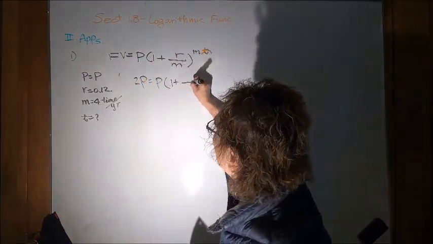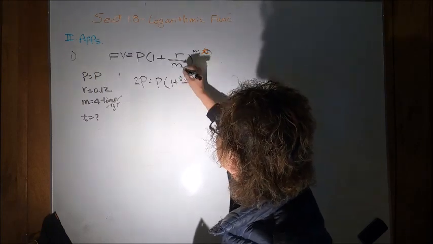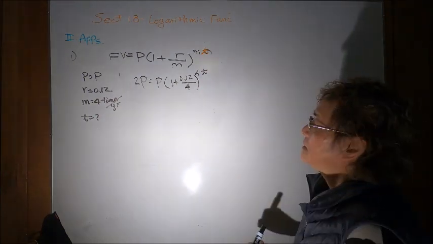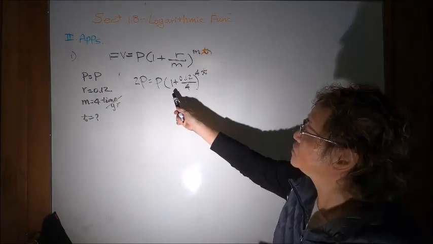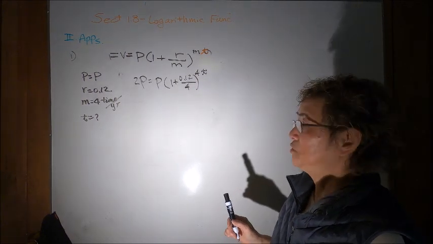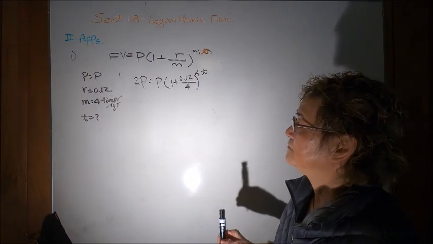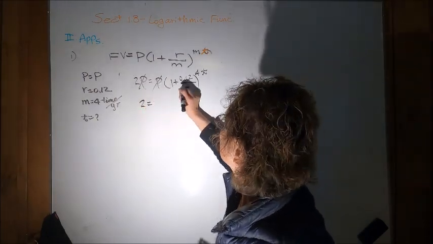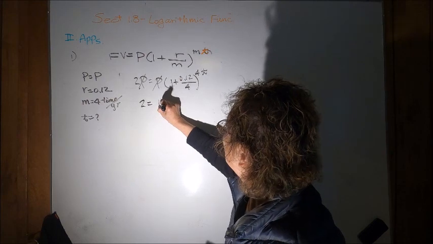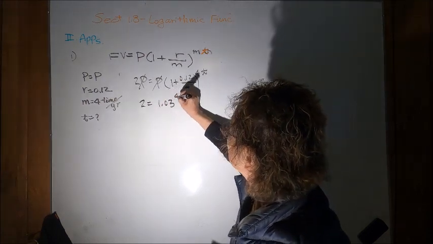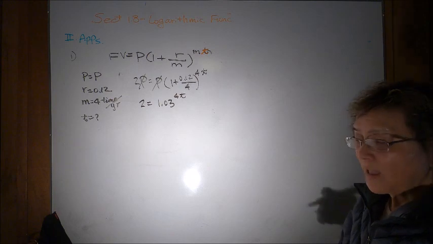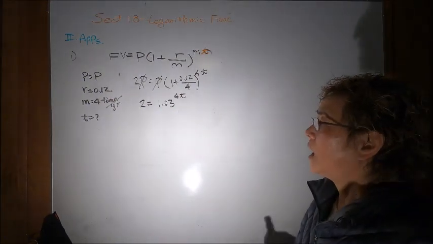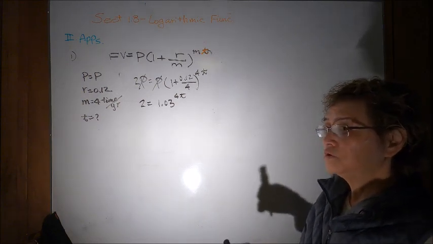So 1 plus your R is 0.12. M is what? 4, then 4T. So we have an exponential equation. How are we going to solve it? So divide by P, so we have 1.03 to the 4T, right? Does this look better? We have an exponential equation. How are we going to solve an exponential equation?